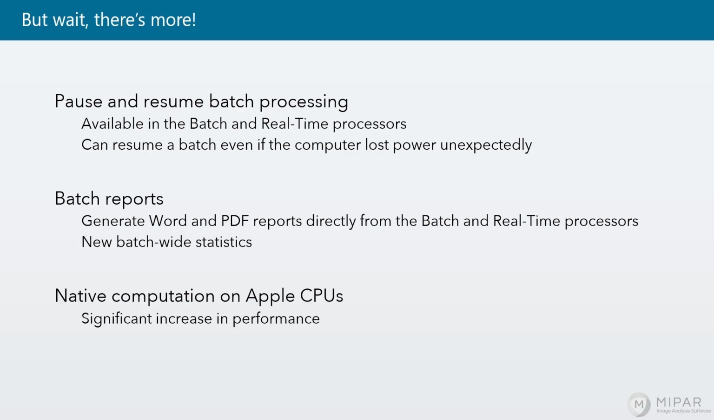PDF and Word reports for those with the report extension can now be automatically generated upon batch completion, and you can configure the settings of the report in a report settings panel prior to running the batch. And now MIPAR, including everything you've seen today, is natively supported on Apple Silicon Macs, which now enjoy a significant boost in performance.